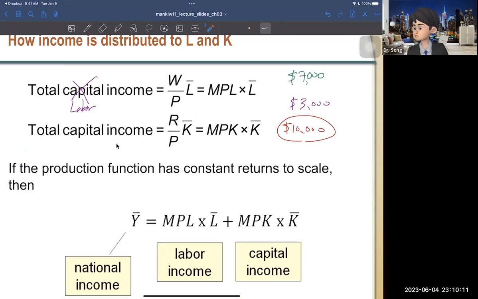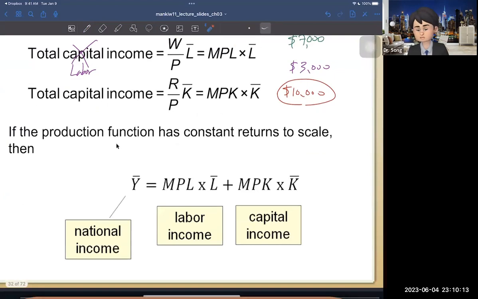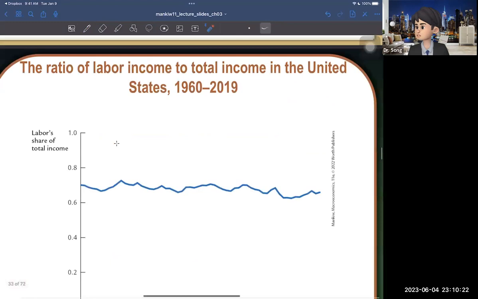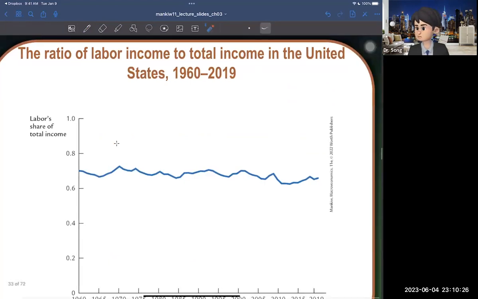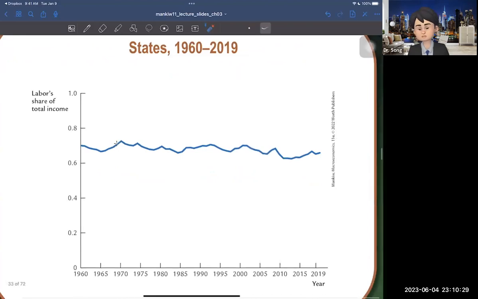You got it? So in terms of this economy, we can do the same thing. We have a labor income and the capital income, and together, that's the national income. In fact, the ratio of the labor income to the total income in the States is about 70%. So the y-axis is the labor share of the total income. That means the labor income over the total income is about 70%.